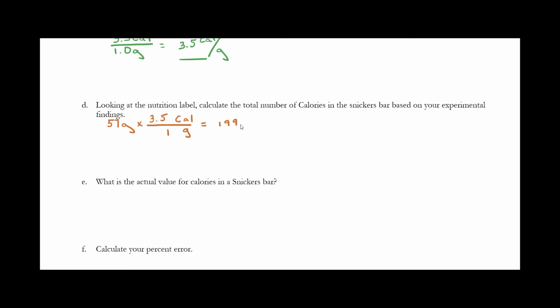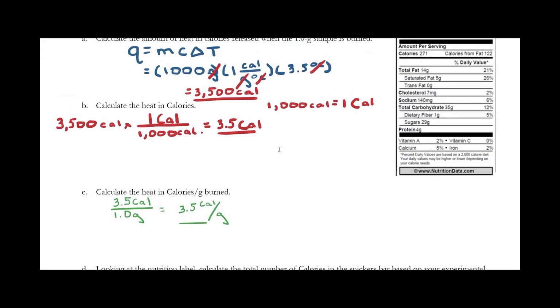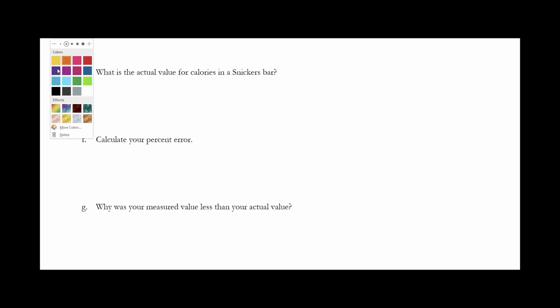So based on my calorimetry, that entire Snickers bar should only have 199.5 calories in it. But if you look at the bar, it has 271 calories. So the actual value would be 271 calories.